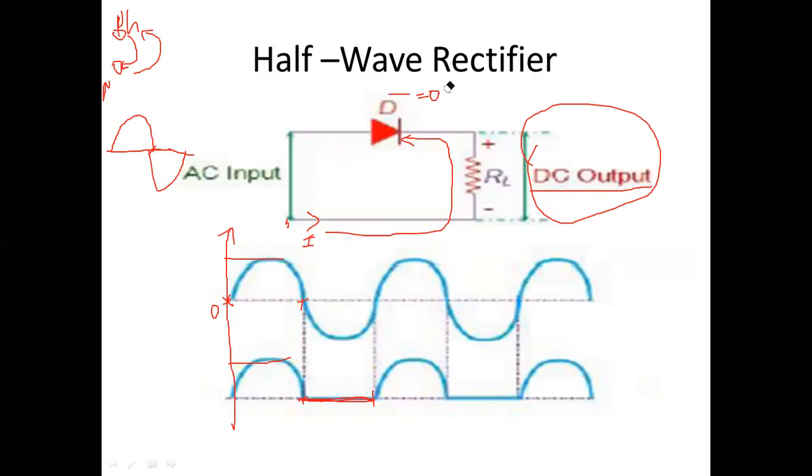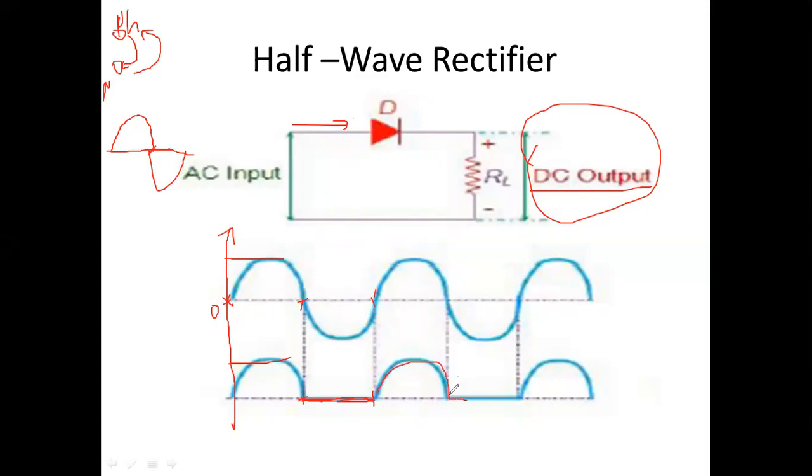Next, for the positive half cycle, it will start. Again, current will start to flow from here to here. Then it will conduct for the next half cycle. It will conduct whatever the input is, and we are going to get the same output here now, DC.